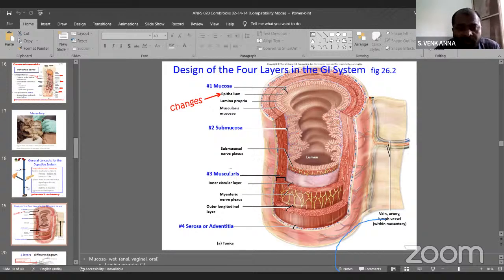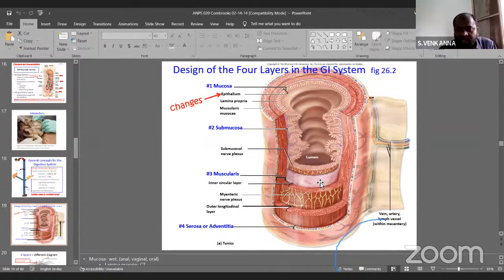Next is the submucosal nerve plexus. The nerve plexus communicates the secretion of hormones and of glands, such as amylase. So this is the submucosal control too, because it has the nervous system.